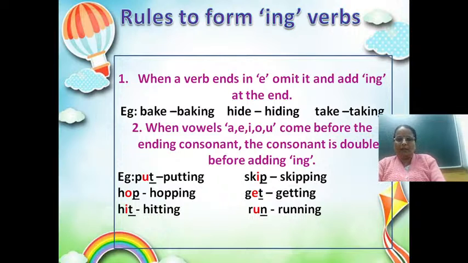Okay. Then we discussed the second rule, that is when vowels a, e, i, o, u come before the ending consonant. That means any vowel is the second last letter of that particular verb. And the consonant is doubled before adding ing. I told you, if the last two letters are vowels itself, then this rule is not applicable. If the second last letter is a vowel and the last letter is a consonant, then only this rule is applicable. So, look at the samples.